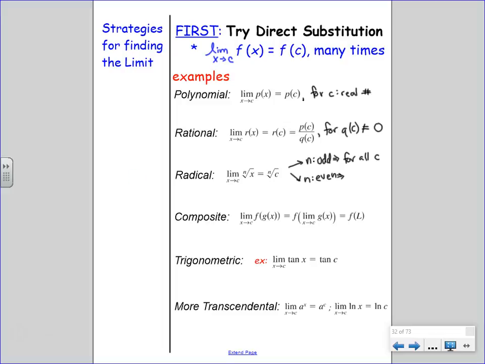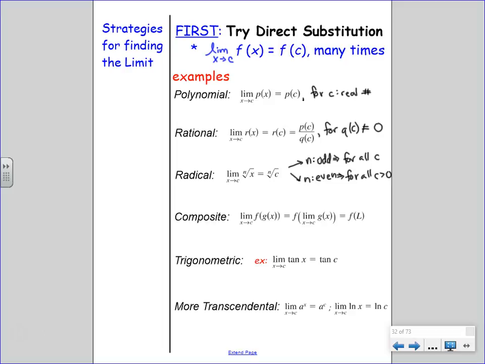because odd roots go on forever, have a domain of all real numbers. For even roots, for all c greater than 0. Meaning for all arguments greater than 0. Wait a minute, hold on. Square root of 0 is 0. Why can't it be greater than or equal to 0? We'll look at that tomorrow.